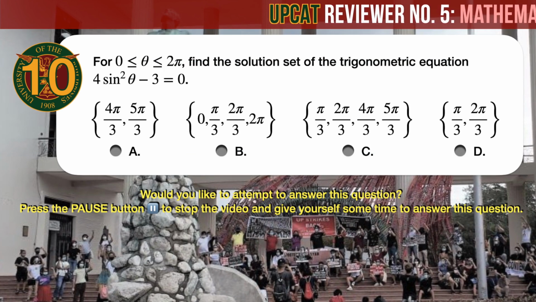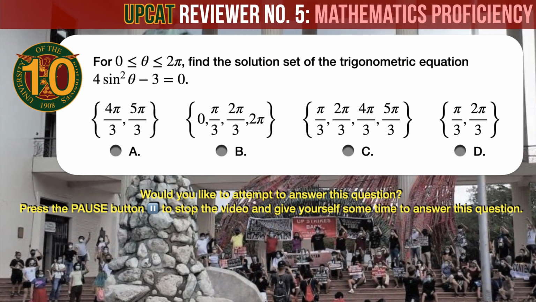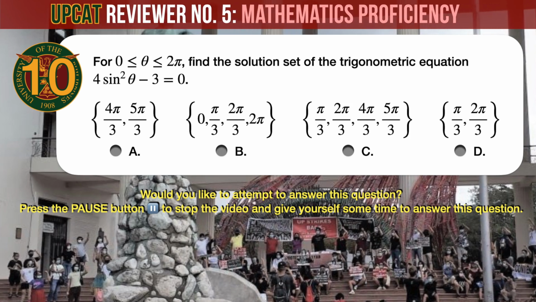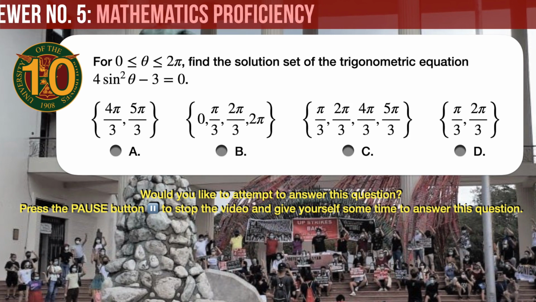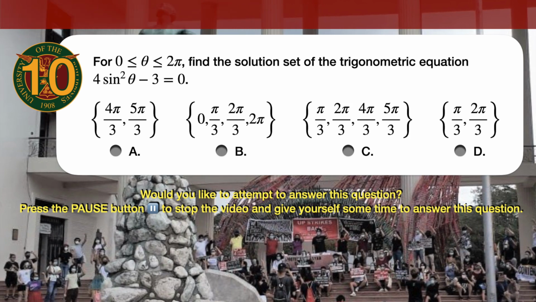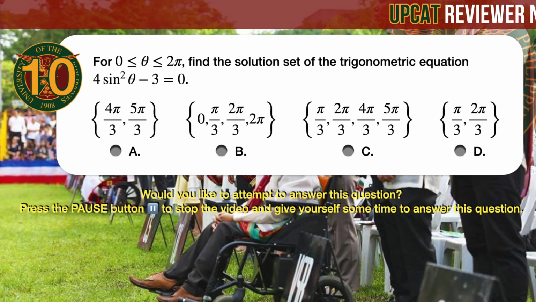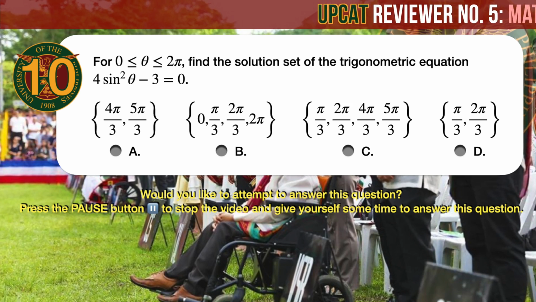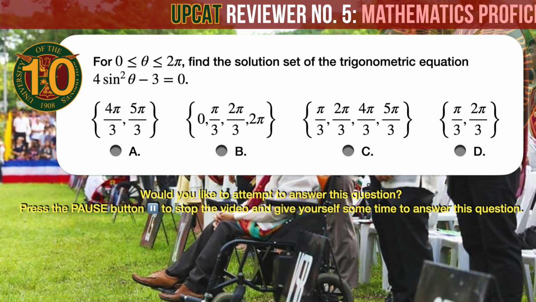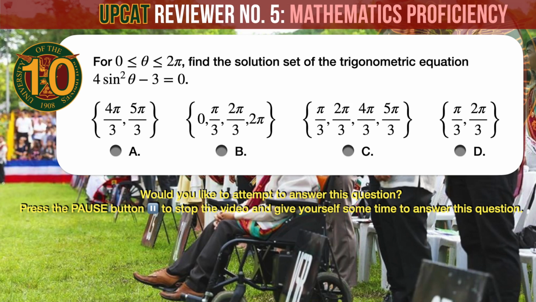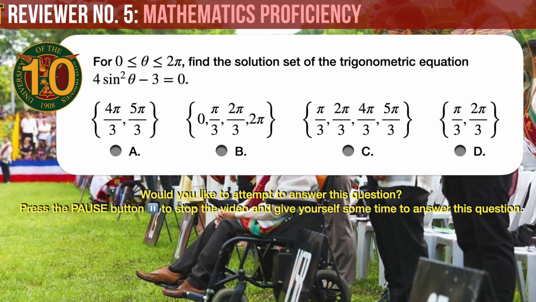Question number 10. For theta greater than or equal to 0 and less than or equal to 2 pi, find the solution set of the trigonometric equation, 4 times sine squared theta minus 3 equals 0. A. 4 pi over 3 and 5 pi over 3. B. 0, pi over 3, 2 pi over 3, and 2 pi. C. Pi over 3, 2 pi over 3, 4 pi over 3, and 5 pi over 3. D. Pi over 3 and 2 pi over 3.